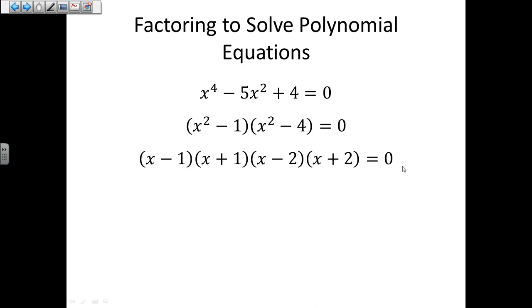Now each of these factors creates a solution, or a root, to the equation. I get x equals 1 or x equals -1, x equals 2 or x equals -2. When the factor is simply x plus or minus a number, like we see all the way through here, the root is just opposite the number that's with the x.